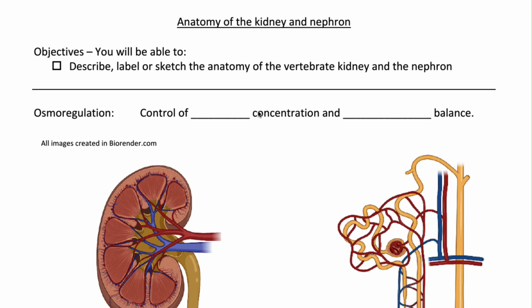In this lesson, we're going to look at the anatomy of the kidney and nephron. Now, we often think of the kidney as filtering the blood and removing wastes, and of course it does that, but it also is important for osmoregulation. Osmoregulation means control of ion concentrations in the blood and also control of water balance. And we'll see in the next few lessons how it does that. This lesson will focus on the anatomy.